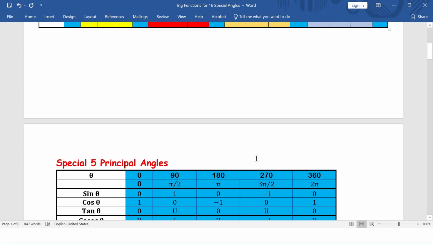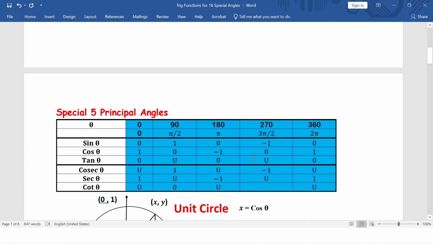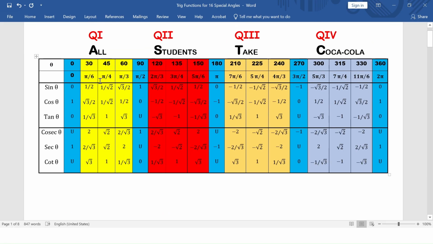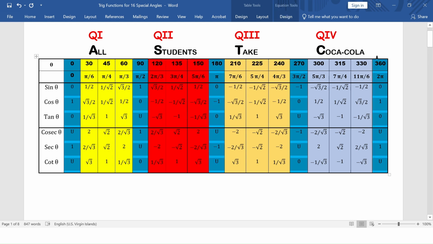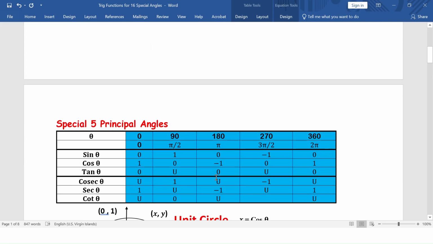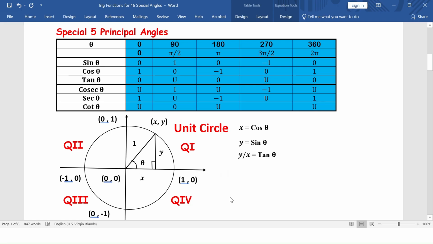Let's just move on. If you see these 5 angles, these are the ones I put in blue. So you see this one, 90 degrees, then the 180, then the 270, and the other one, which is 360. So these 5 are the principal ones, which are very easy, which you can just get from the unit circle straight here.